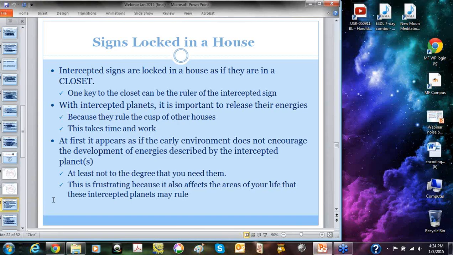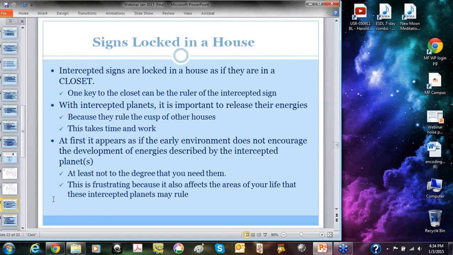So we said that they were already in a closet. And with intercepted planets, it is important to release their energies, as has been already mentioned. Why? Because they rule the cusp of other houses. But as has been said, it takes time. It takes time because in our early environment, it's not encouraged to come out of the closet. You need to learn to work to the highest level that you can of that particular sign and that particular planet. So it's frustrating for a lot of people because they cannot really express the energy very well that's locked within the sign.